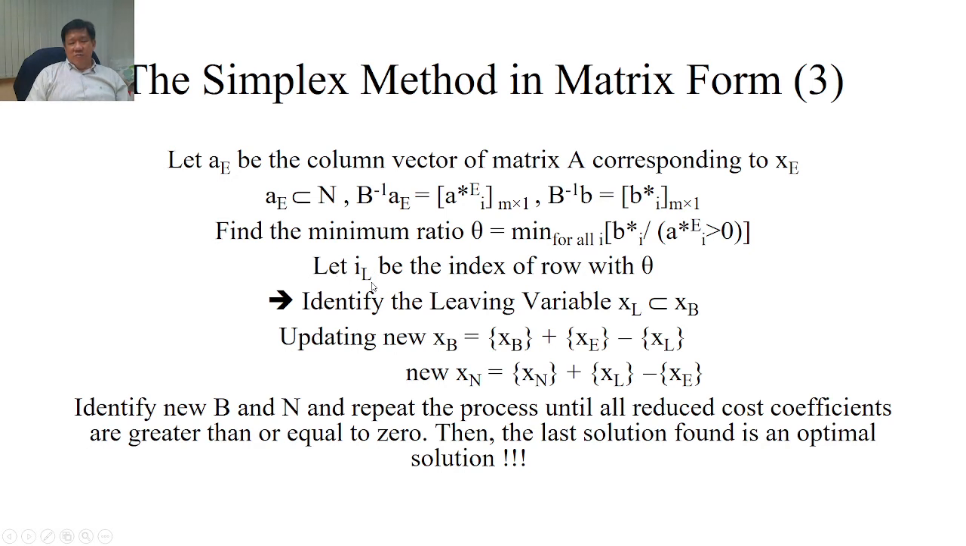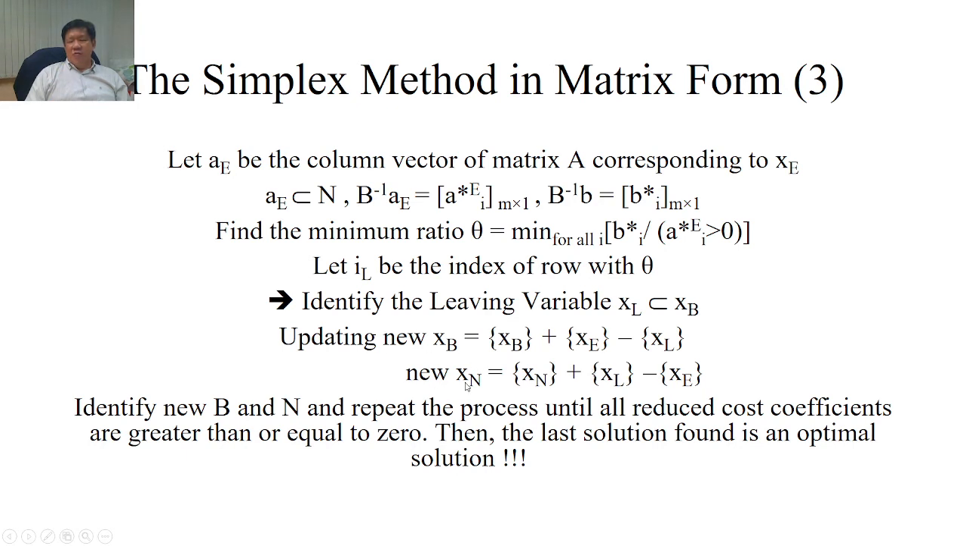With this identification of row i sub L, you'll be able to identify what we call the leaving variable, which is the variable associated to that row in x sub B, the current basic variables. Certainly, when you know x sub L is a member of x sub B, you update the new x sub B. The new x sub B is where you put the entering variable in and move the leaving variable out, and the leaving variable is added to x sub N, and then you move x sub e out of x sub N and put it in x sub B.